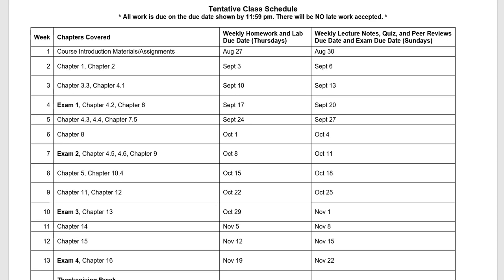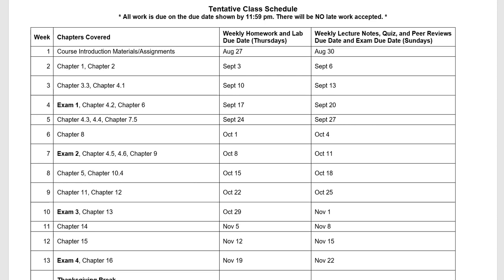So the first two things are going to be due by Thursday at 11:59 p.m. That is the homework and the lab. So you need to complete both the homework and the lab by Thursday and submit it. And then the rest of the assignments are due by Sunday. So that would be the peer reviews for both the homework and the lab, because recall, you need to peer review another student's homework and lab. The lecture notes, the practice quiz, and then not in week one, obviously, but in other weeks, that's when we'll have the exam due as well.